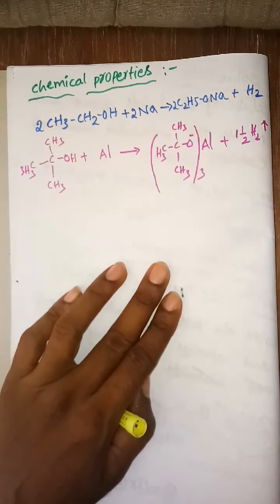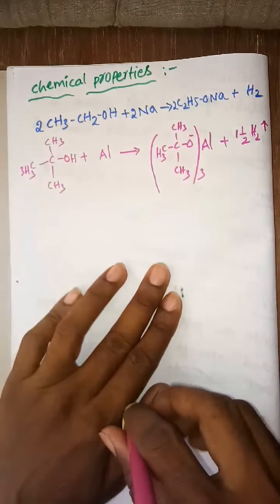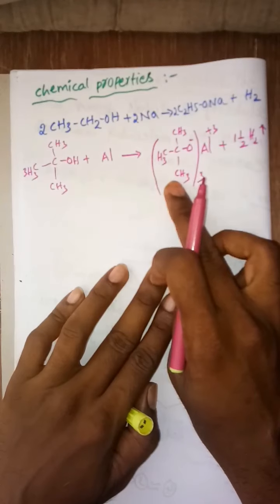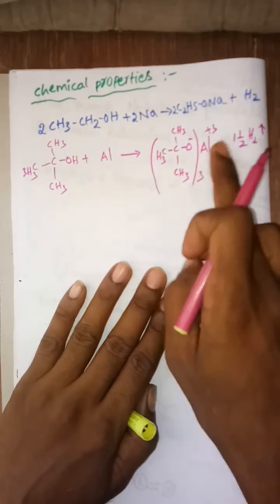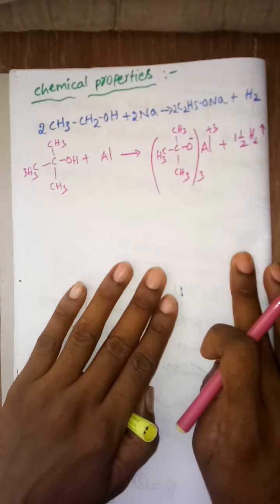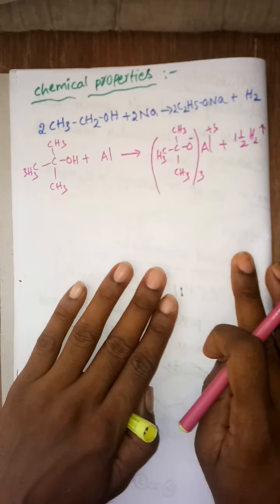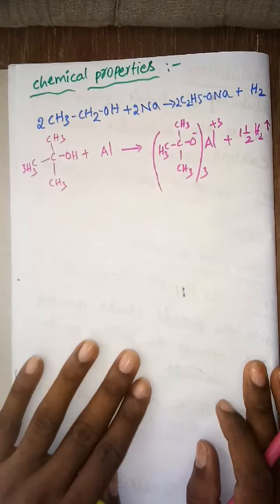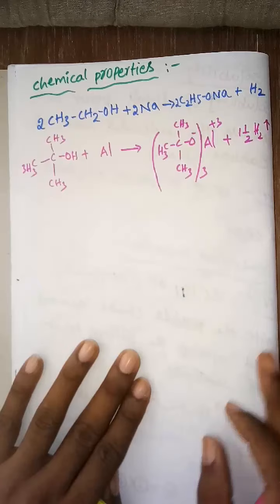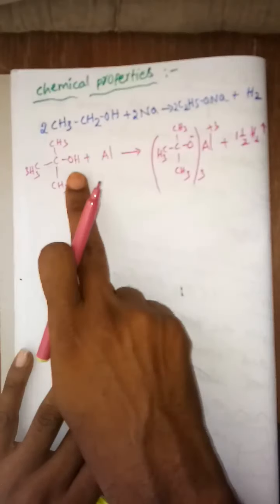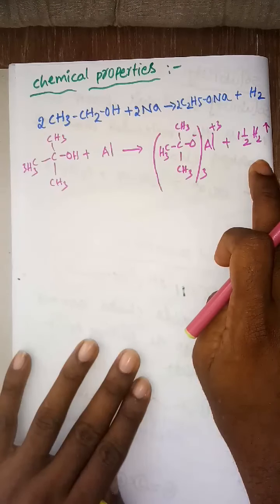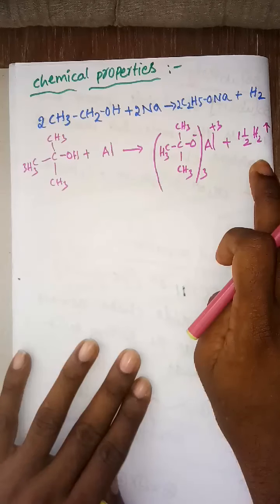Why does it happen? Because aluminum generally has a plus 3 charge, so the alkoxide should have the opposite, minus 3. So 3 moles of aluminum and 3 moles of oxygen combine to form the alkoxide, and the 3 hydrogens, 3 moles of hydrogens, give 1.5 moles of hydrogen gas released.